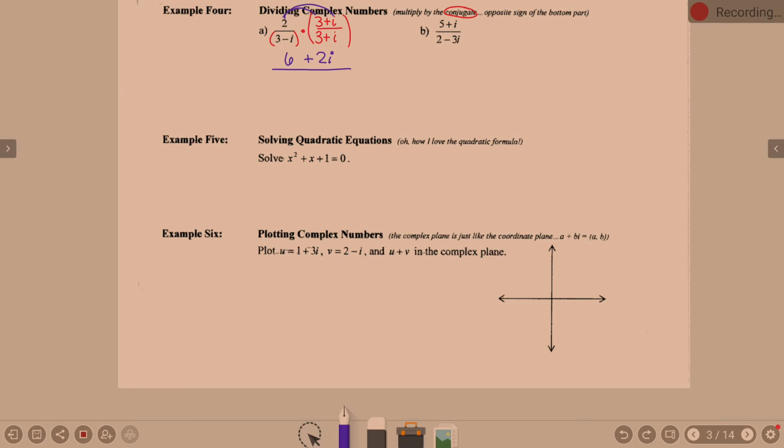On bottom. Distribute both pieces, or FOIL if you prefer. 3 times 3 is 9. I'm going to do the whole thing here. 3 times i is 3i. Negative i times 3 is minus 3i. Minus i times positive i, minus i squared. What can you tell me here? Okay.